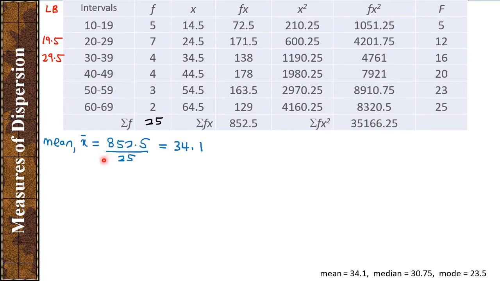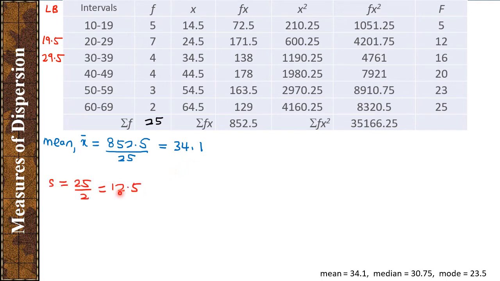Right, so now we move to find the mean. We know the formula for the mean is sum of fx over sum of f. We already summed below here 852.5, so we just divide by the total frequency, which is 25. Then we get the value of the mean, which is 34.1.